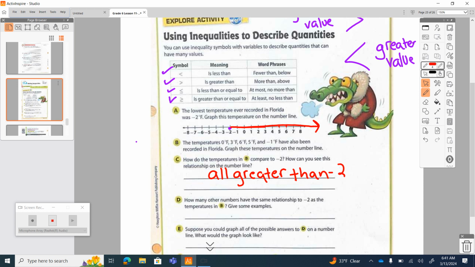So how many other numbers? There's infinite numbers, and we could write this as x is any number greater than -2, and in this case -2 is also part of this line, so greater than or equal to -2. That's just a little overview of the concept that we're doing. So let's look at it in some problems.